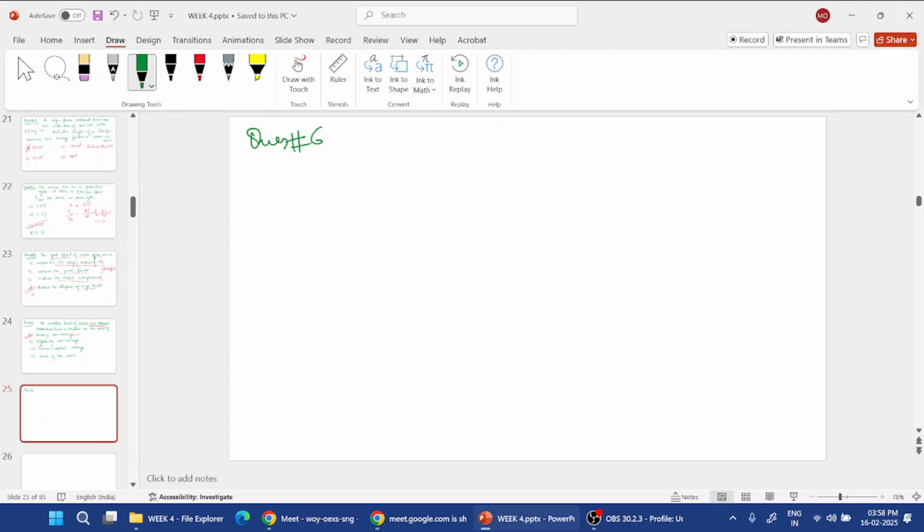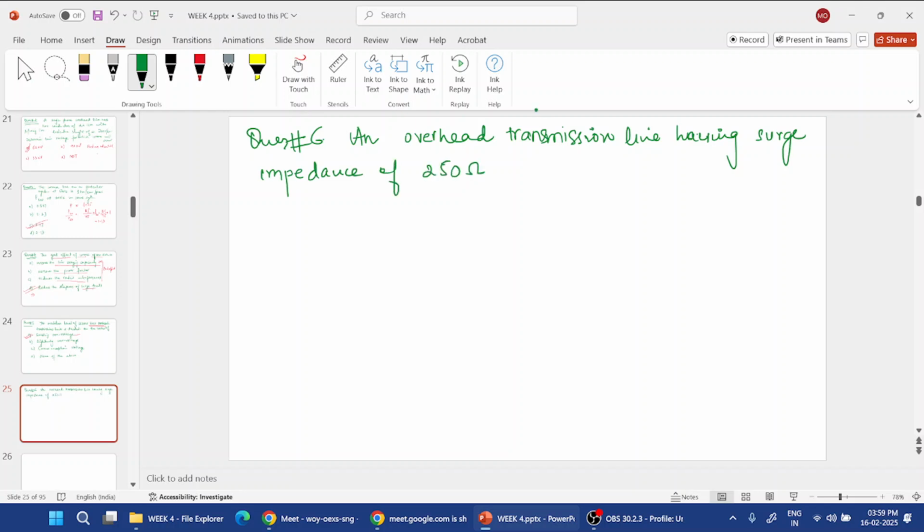Now, question number 6. An overhead transmission line having surge impedance of 250 ohms bifurcates into two branches of surge impedance of 120 ohm and 160 ohm.